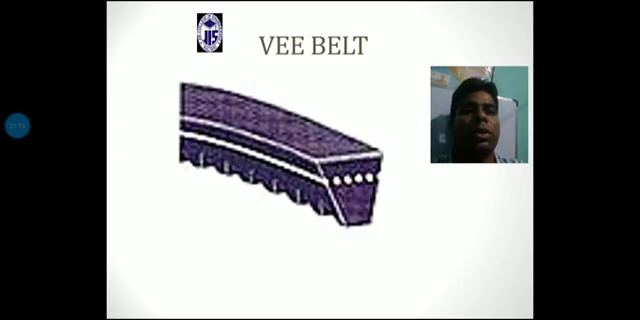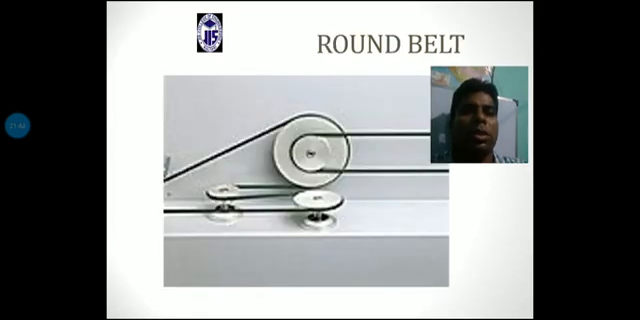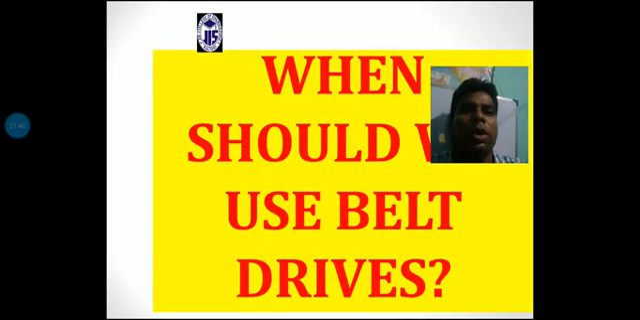Now the next point is the V belt, and I already explained this. As this figure is in the shape of the English letter V, in those cases it is named the V belt, and obviously in this type of belt there is less tendency and less chance of slipping. Timing belt and round belt, that is not. Next point is when we use belt drives.